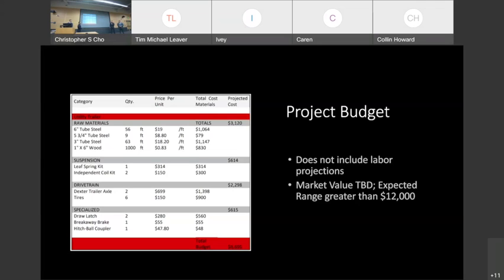Our estimated market value of this trailer sits greater than $12,000, based on some of our field research of determining some of the trailers that are being sold over at Premier Trailer at similar weight ratings.